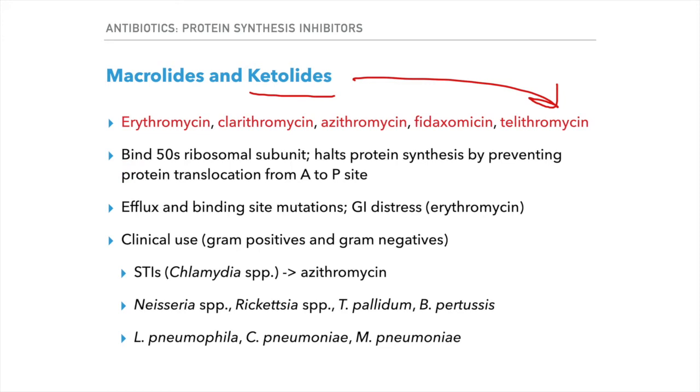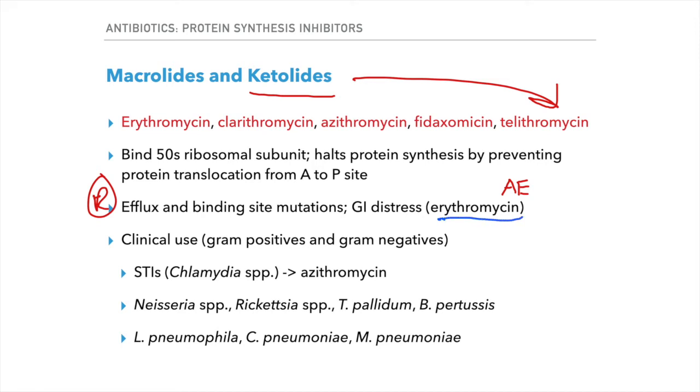The macrolides and ketolides halt protein synthesis by preventing protein translocation from the A to the P site. There are some mechanisms of resistance with the macrolides and the ketolides, and these include efflux and binding site mutations. The adverse effect to be most aware of here is GI distress, and this most often occurs with erythromycin.